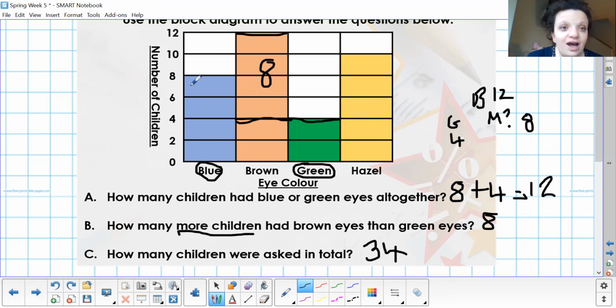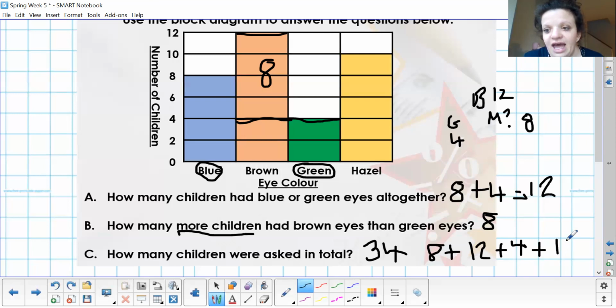So I've got 8 add 12 add 4 add 10. Okay, so 8 add 12, I know straight away makes 20. So I know that number bond. Add another 10 makes 30. Add my 4 makes 34. So I now know that 34 is the right answer.